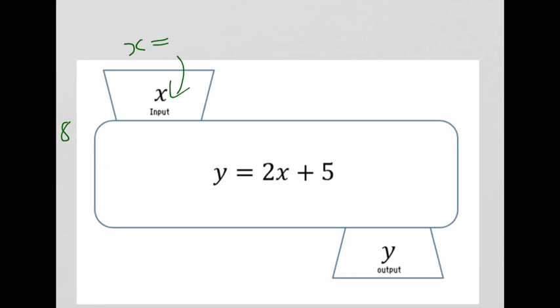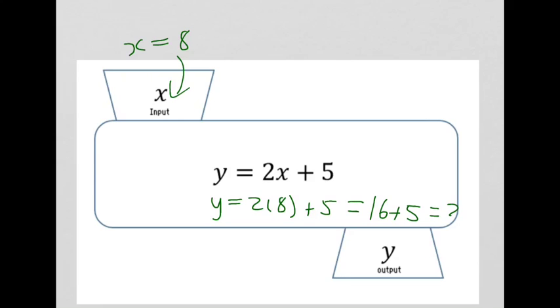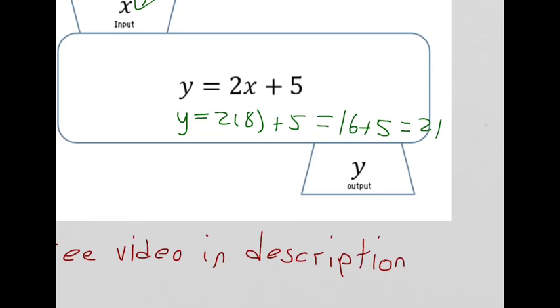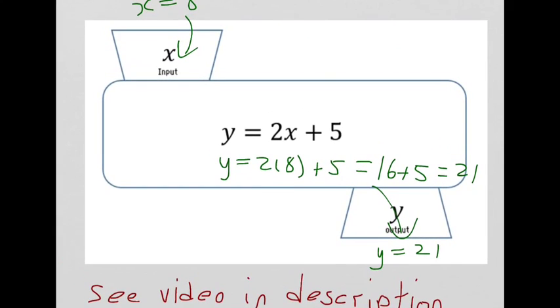Well, we can just calculate that, right? Y equals 2 times 8 plus 5. That's 16 plus 5, which is 21. So after I put in 8 and it goes through my function machine, out comes 21. Out plops 21. Follow the idea there? Okay.